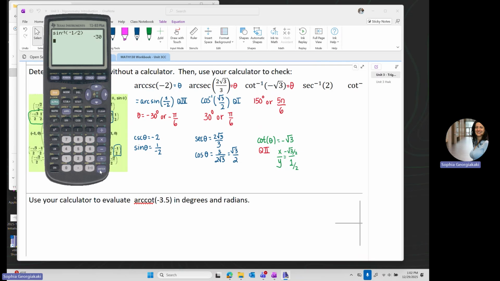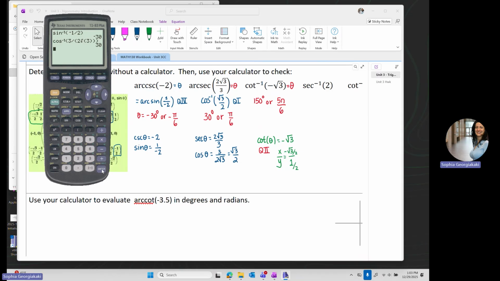If they are giving me the secant to be 2 square root of 3 divided by 3, I know that the cosine of this is 3 divided by parenthesis 2 square root of 3. So that will be 30 degrees.